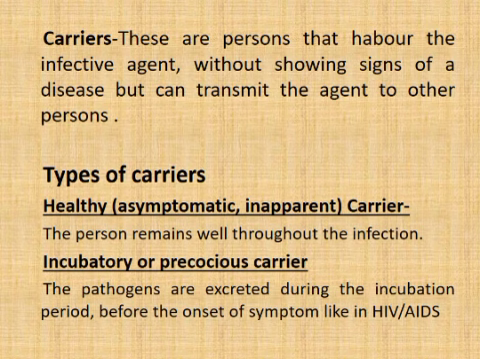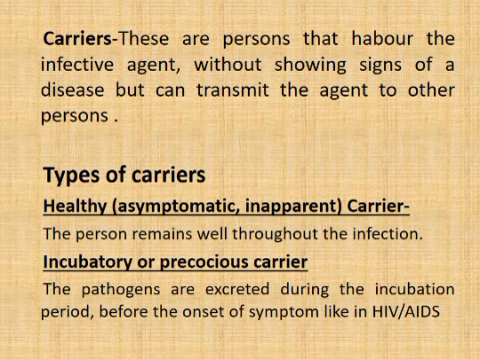Carriers. These are persons that harbor the infective agent without showing signs of a disease, but can transmit the agent to other persons. This type of people, you will never suspect that they have infection because they are not manifesting any symptoms and signs. Types of carriers: healthy or asymptomatic or inapparent carrier. The person remains well throughout the infection, but remember that the person harbors the infection and can transmit it to other people.